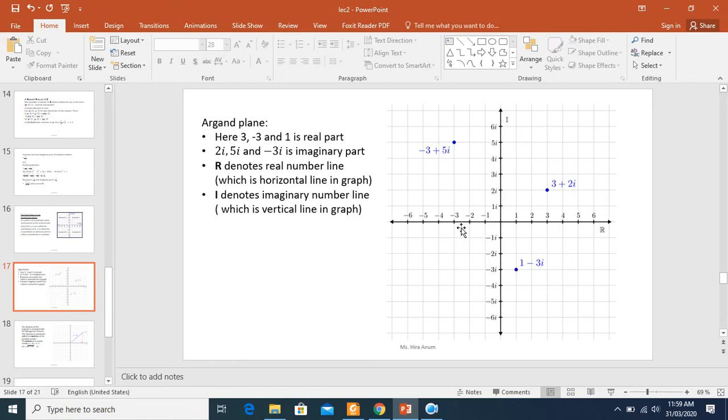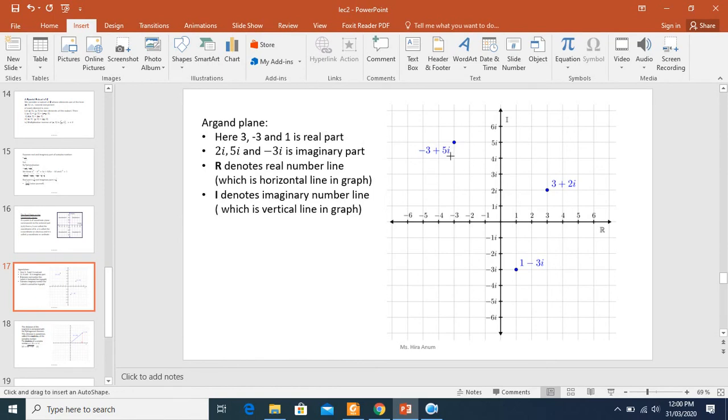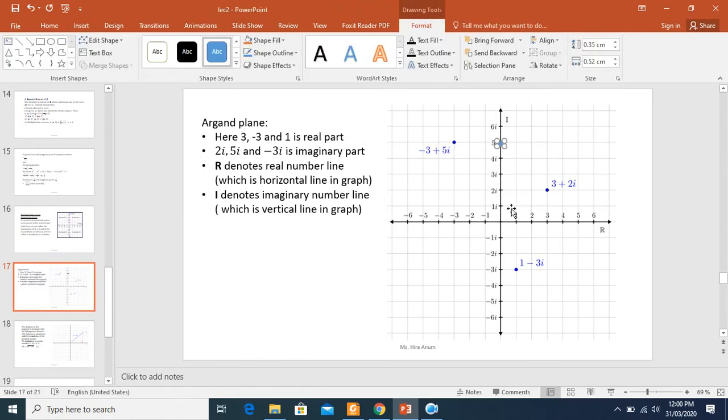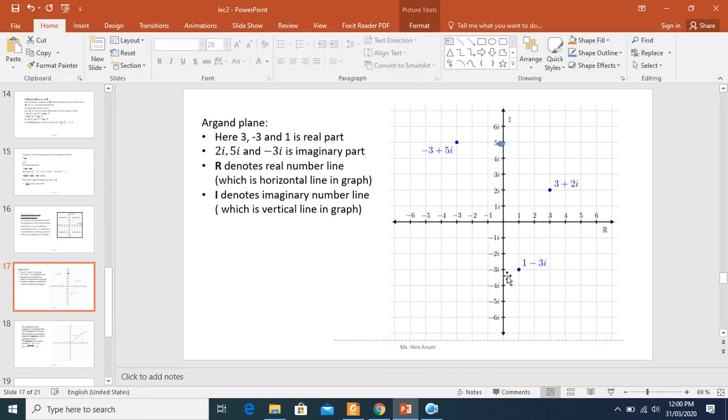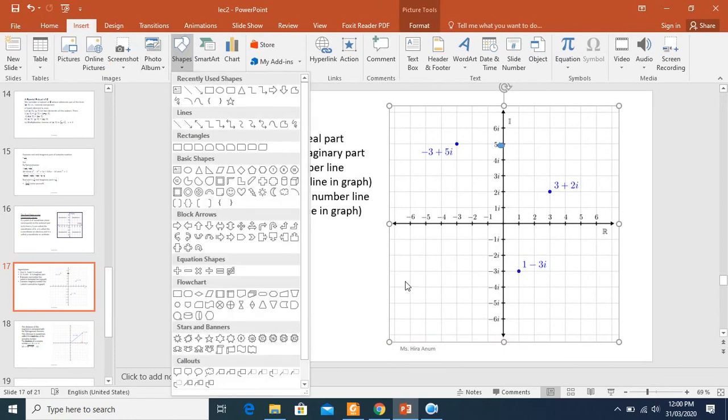-3 belongs here because it is on the real numbers. -3, 3 and 1 are real numbers, so they belong here on the real line: 3, 1, -1. And this is the imaginary line. +2 iota, +5 iota and -3 iota belong here on the imaginary line.